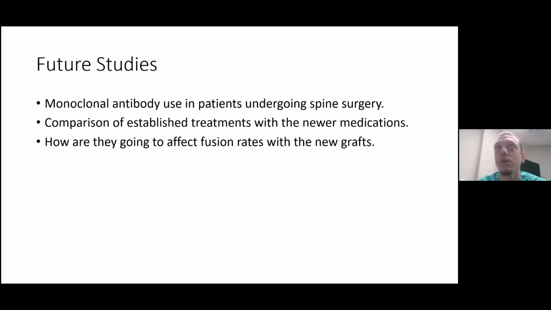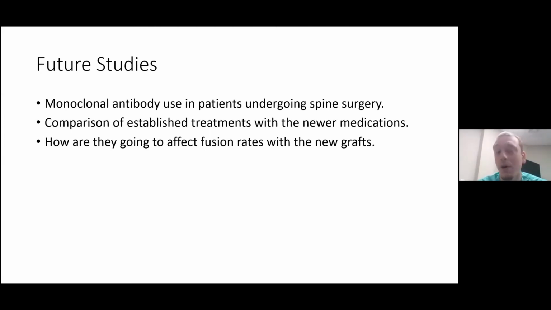These new medications, they sound great, it's great biochemical targeting, but they're very expensive. For example, a monthly treatment of bisphosphonate is around $60 for a monthly prescription. And when we compare it to teriparatide, it's around $1500. So it's going to be very interesting to see if there's any difference in outcomes when comparing these newer medications to the established treatments.